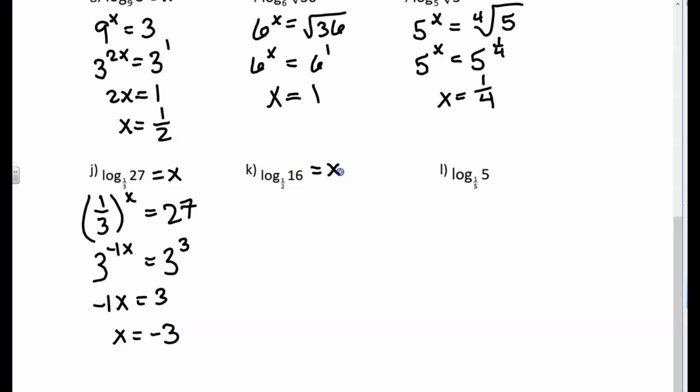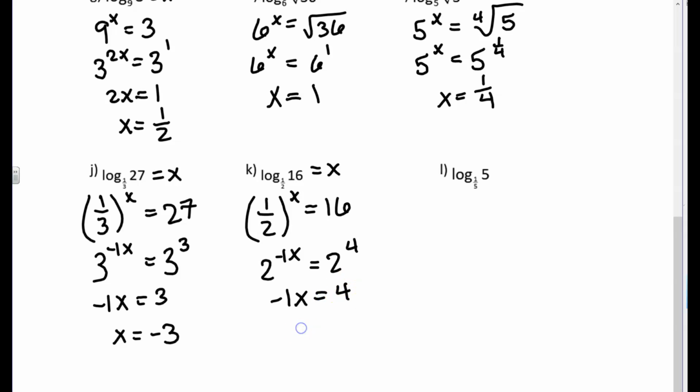Here, set those equal to x. I get 1/2 to the x equals 16. Write them in the same base. That's 2 to the -1 times x equals 2 to the 4th. -1x must equal 4. Therefore, x must equal -4.